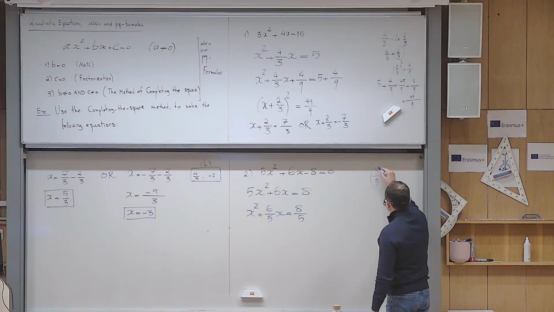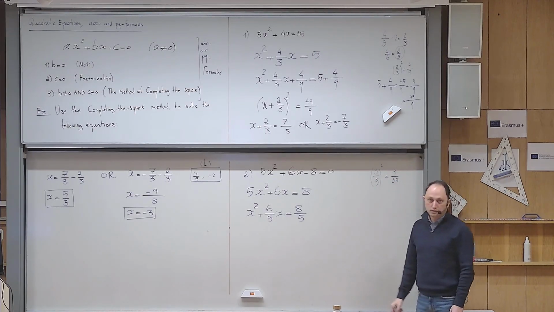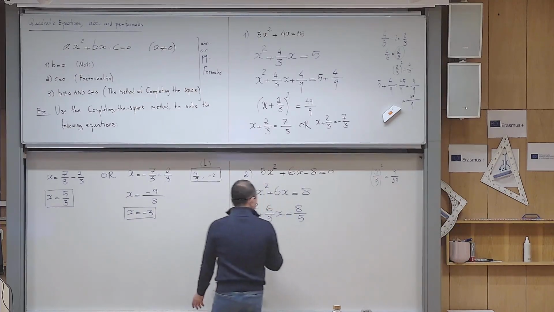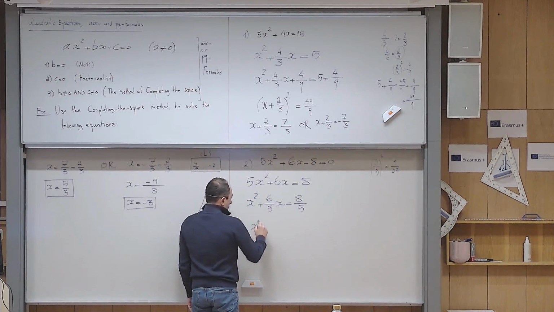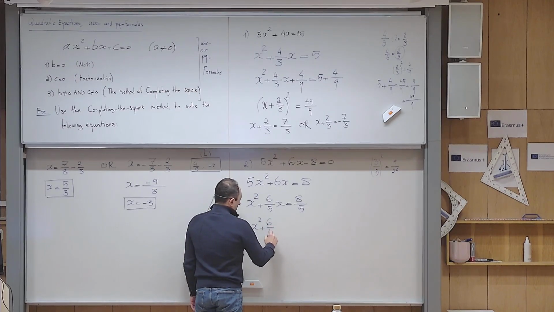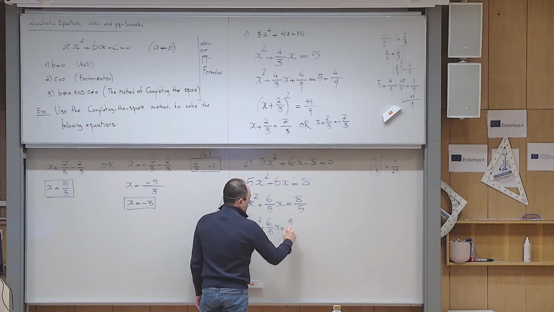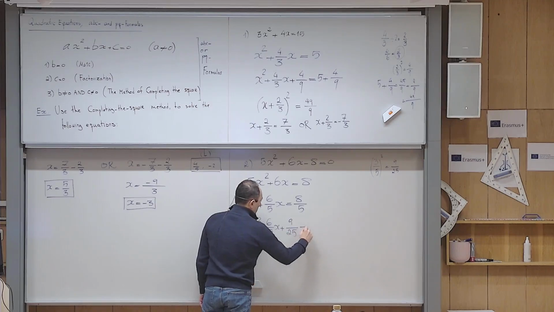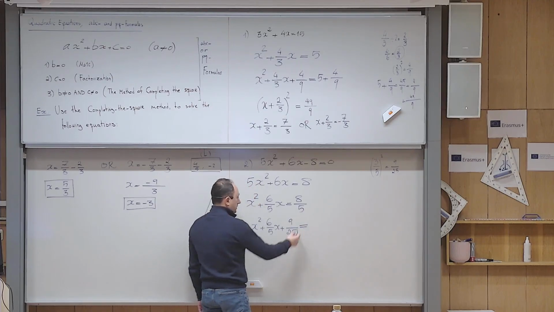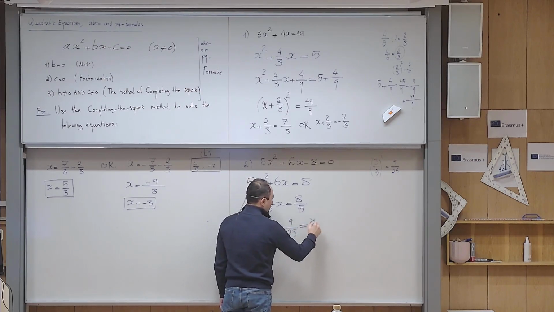And then in scratch work, you square it. What's the answer? 9 over 25. So that is the number that I have to add. Yes? So I will add that one: x squared plus 6 over 5x plus 9 over 25. But I want to respect the equality, so what I do here, I have to do with the other side.